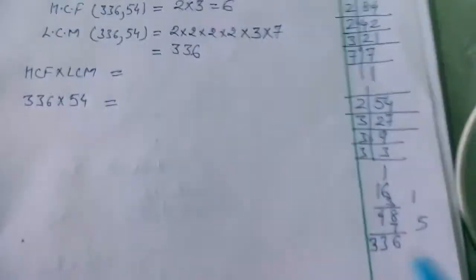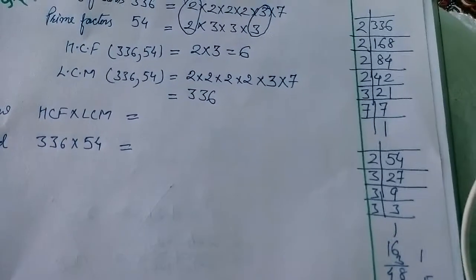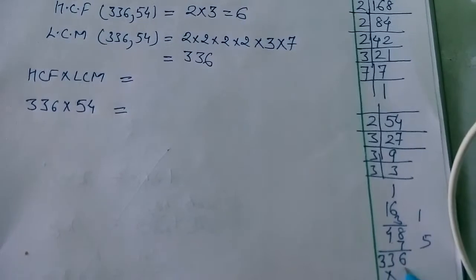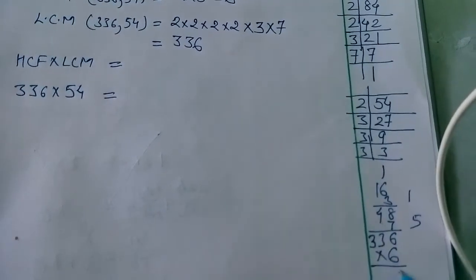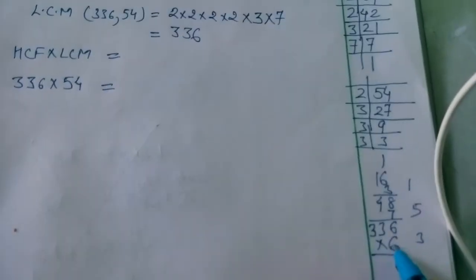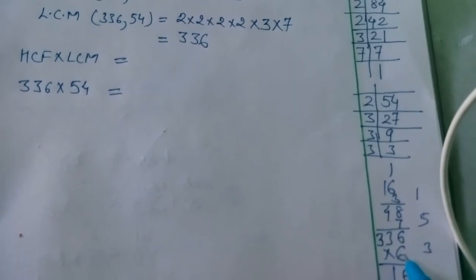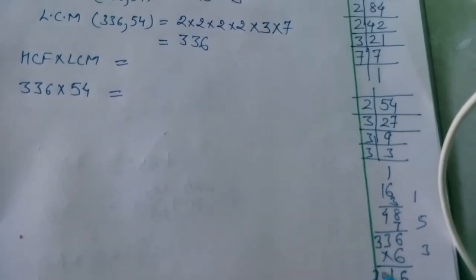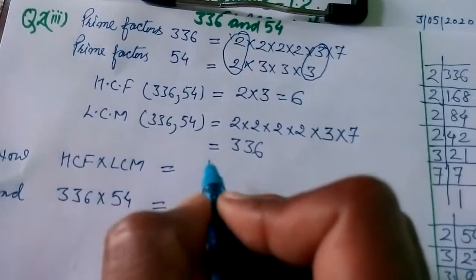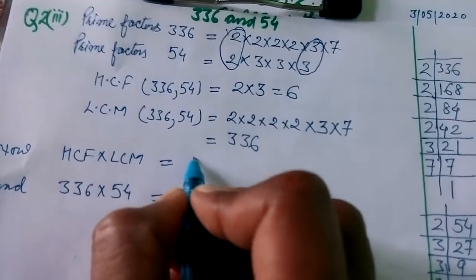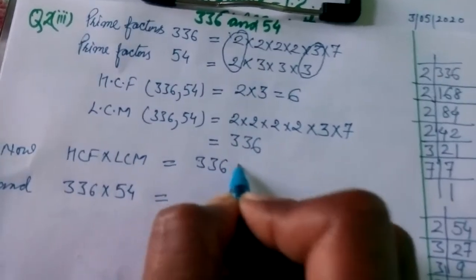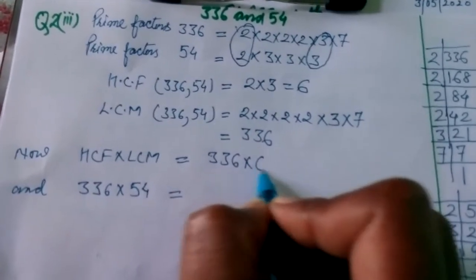And now find out the product of LCM and HCF. We already know that the HCF is 6, so just multiply. 6 6's are 36, carry 3. 6 3's are 18 and 3, 21, carry 2. 6 3's are 18 plus 2. So we got 336 multiplied by 6 is equal to how much?